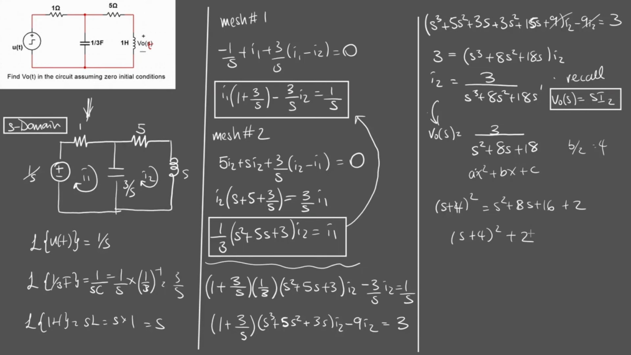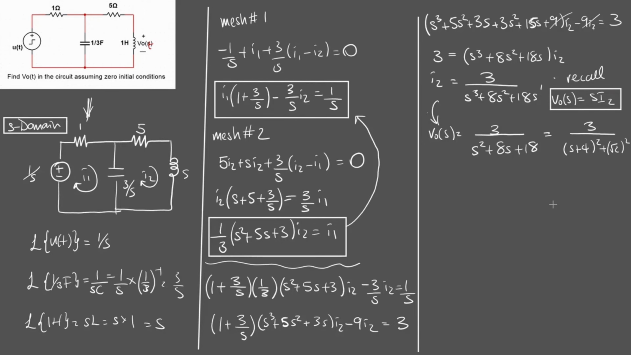But we're trying to factorize, so we need to make this a perfect square of something. So this is going to be root 2 all squared. All right, simple and amazing. Let's throw this back in. So that's going to equal 3 over s plus 4 all squared plus root 2 squared.